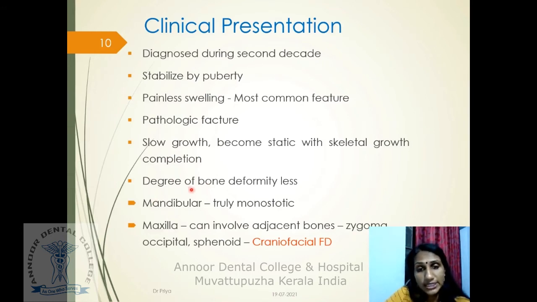Usually in the monostotic type, the degree of bone deformity is very, very less, and it can affect the mandible. If it affects the mandible, it's truly monostotic, because the mandible is a single bone. That is why it is called the truly monostotic type. The maxilla has multiple bones. So when it affects the maxilla, it can involve all the adjacent bones, that is the zygoma, the occipital, the sphenoid. So you have different bones forming the maxilla, while the mandible is a single bone. That is why this is truly monostotic. And when it affects the maxilla, you will call it the craniofacial type of fibrous dysplasia, because multiple bones are being affected.